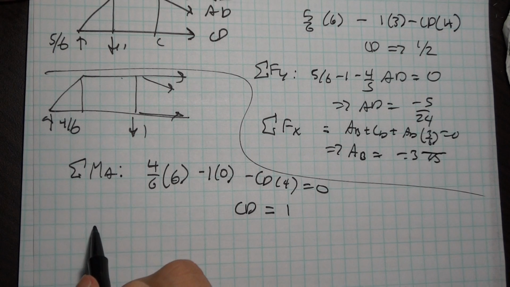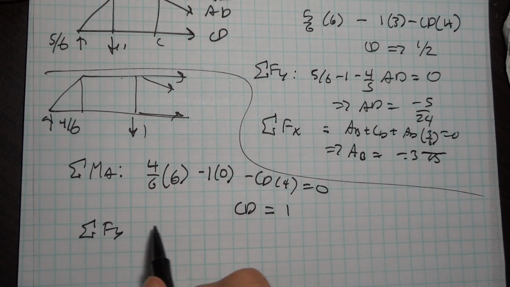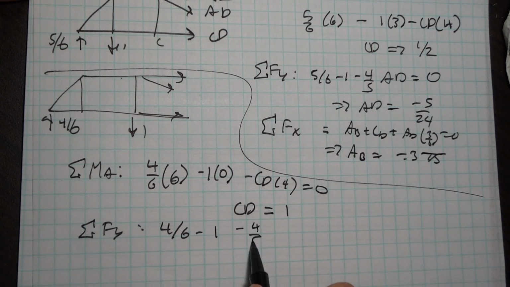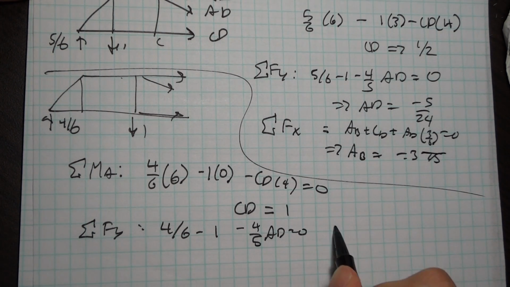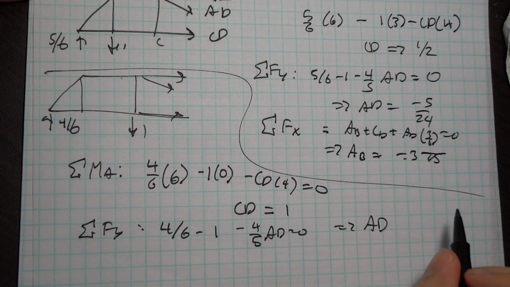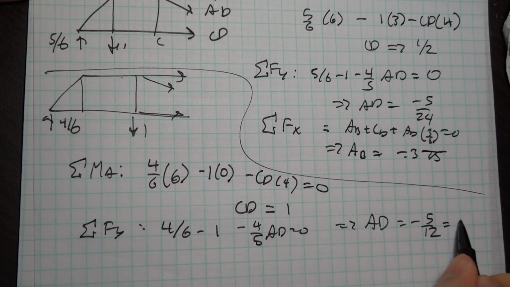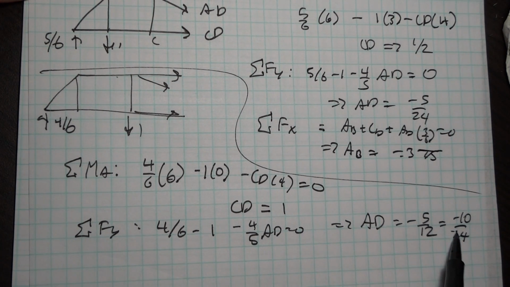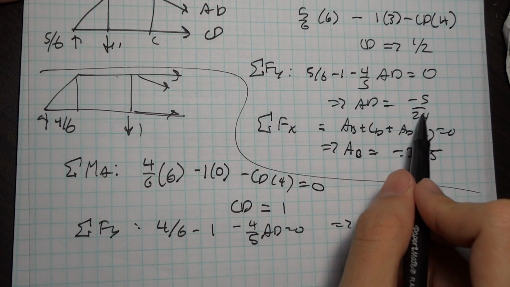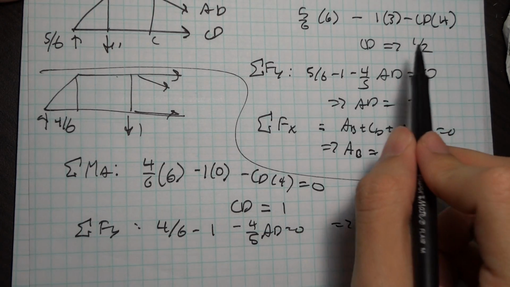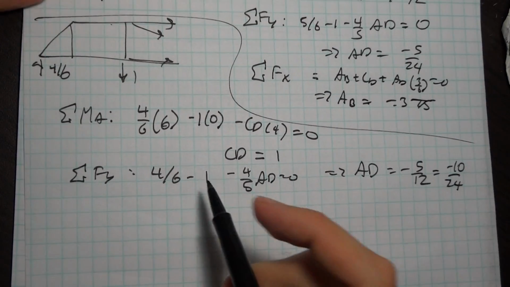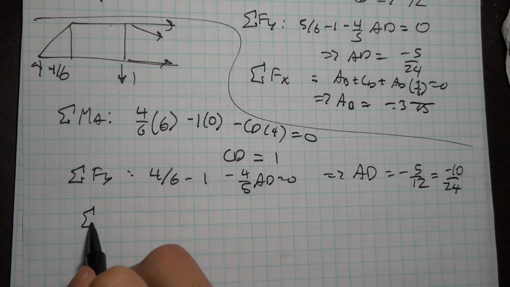And then my sum of forces in the y direction is going to be very similar. Minus 1 minus 4/5 AD equals 0. AD equals negative 5 over 12, or equals negative 10 over 24, however you want to look at it. If you use it this way, notice that my AD is exactly twice what I had before. My CD is exactly twice what I had before. And now you can kind of guess what AB is going to be.